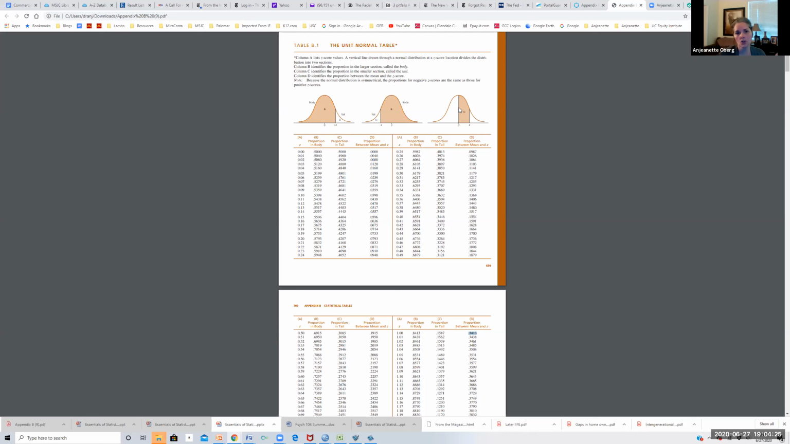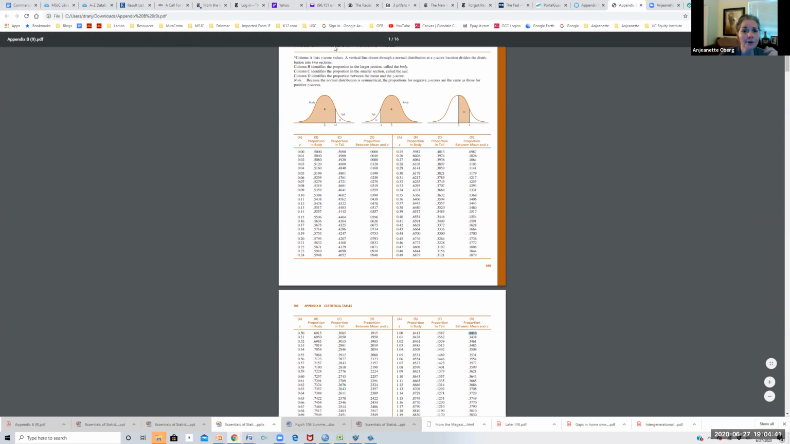I almost always draw out a normal distribution, and I draw a line and mark where that z is, so I can visually determine where the body is and where the tail is, and that helps me answer the questions. Hopefully this tool and resource will be helpful for you, because you're going to use it a lot in this chapter. So let me go back to our lecture now.